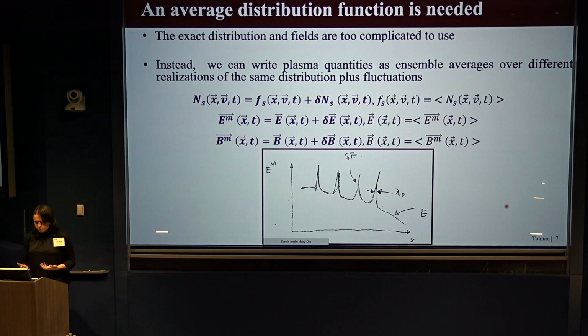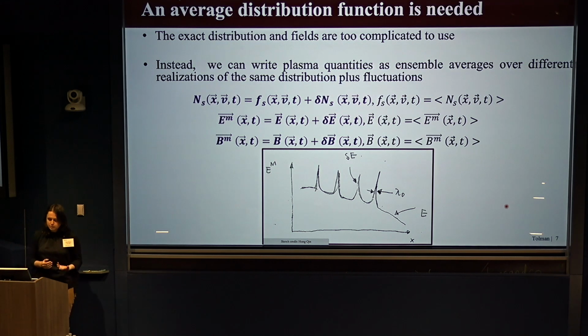So the exact distribution and fields are far too complicated to use, because if you think about it, a plasma has a lot of different particles with a lot of different positions, a lot of different velocities, and each of these particles will produce electric and magnetic fields, and it's just way too complicated.